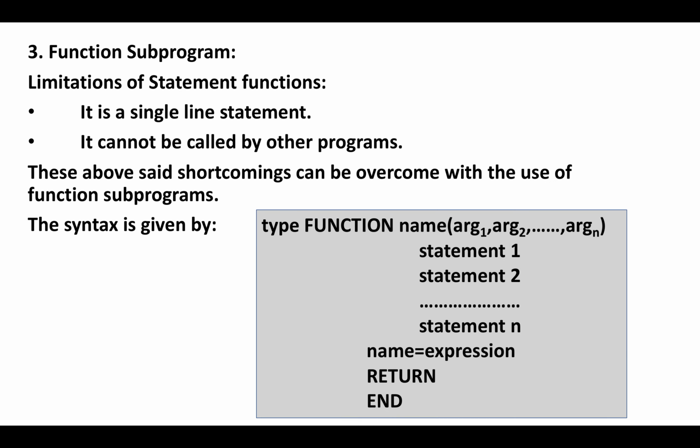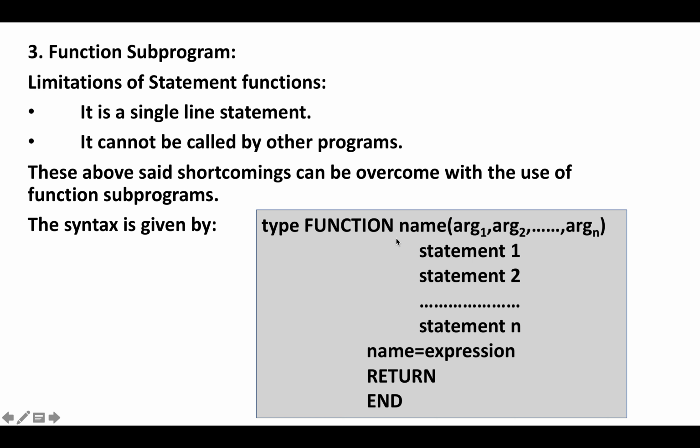The syntax of a function subprogram: it is a kind of independent entity after the main program or before the main program. Anywhere you can define this function subprogram. So it has a type. You have to define the type of function. I will explain why we need the type of function here. Then we have the word function as it is. Then the name of the function. In brackets we have the arguments separated by commas.